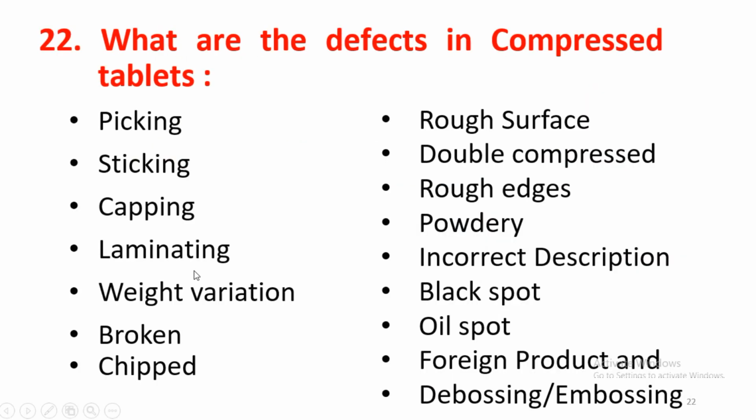What are the defects in compressed tablets? This is one of the important questions asked in production department interviews. What are the defects in compressed tablets? First one is peaking, sticking, capping, laminating, weight variation, broken, chipped, rough surface, compressed, double compressed, double edges, rough edges, powdery, incorrect description, black spot, oil spot, foreign product, and deep roasting and embossing.